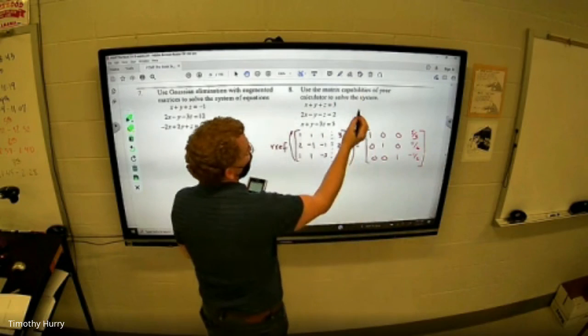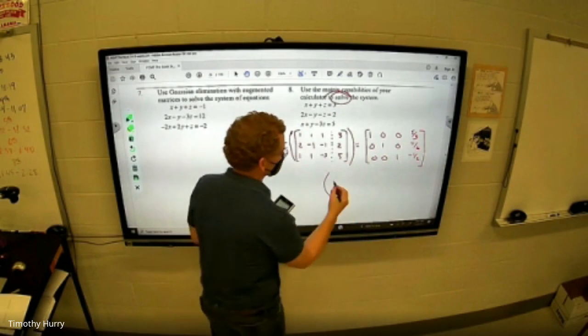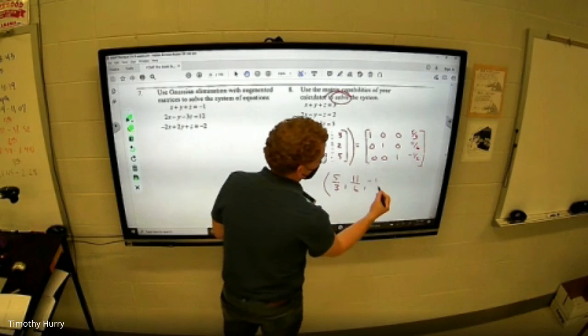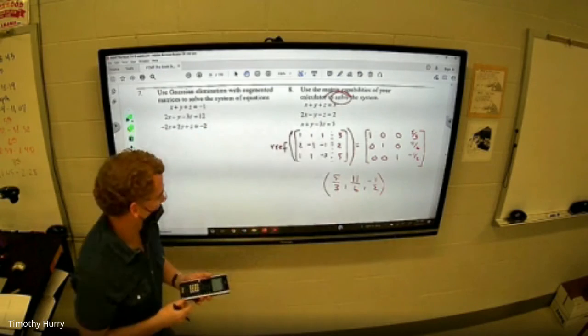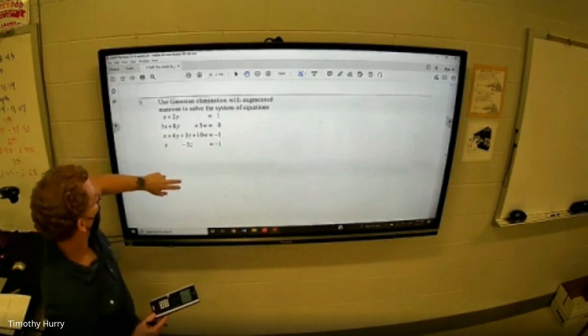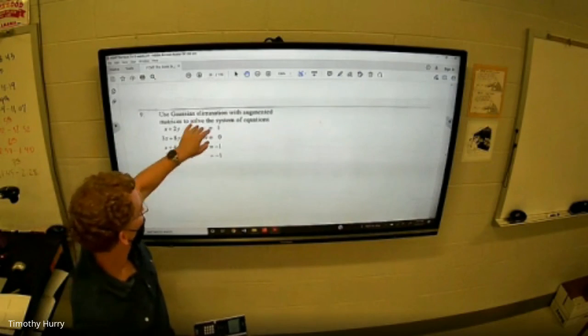So what does that mean if it told you to solve? What are your solutions? 5/3, 11/6, -1/2. All right, guys. I think I did everything except that ugly one. But same thing.